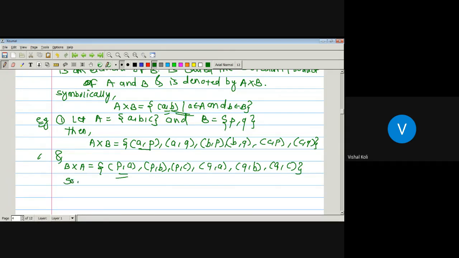So clearly A cross B is not equal to B cross A. Okay, but if A and B are the same set, then it is possible that A cross B will be equal to B cross A.